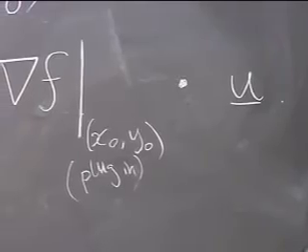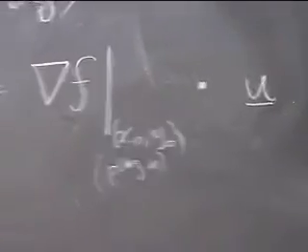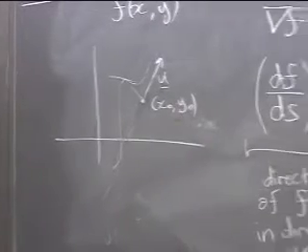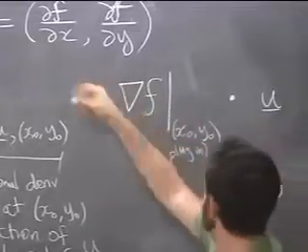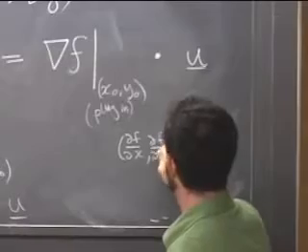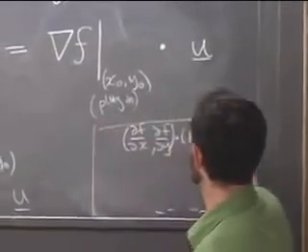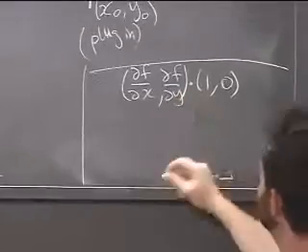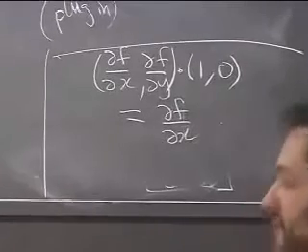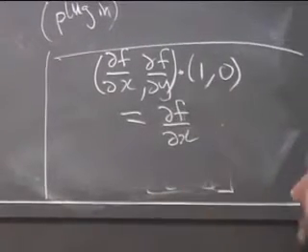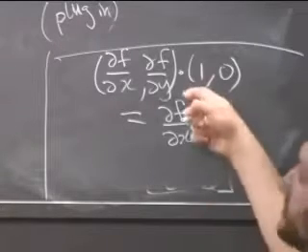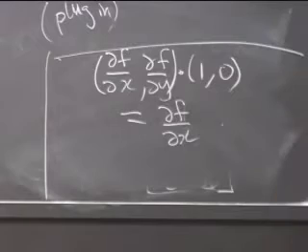Now, it sort of makes sense. If u is in the x direction alone, then it will be 1, 0. And if you dot this, df dx, df dy, with 1, 0, then the 0 kills off the df dy and you just get df dx, which is what you'd expect. If you start heading off along the direction of the x-axis, you get, would you believe, the derivative with respect to x. Same if you dot it with 0, 1. That would give you the derivative in the y direction.